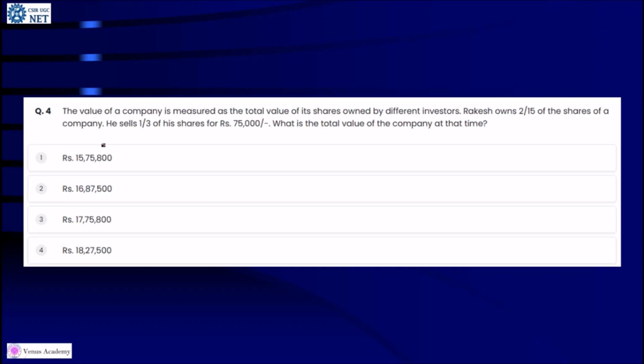Next, question number 4. The value of a company is measured as the total value of its shares owned by different investors. Rakesh owns 2 by 15 of the shares of a company. He sells 1 by 3 of his shares for rupees 75,000. What is the total value of the company at that time? Option number 2 is the correct option, students.